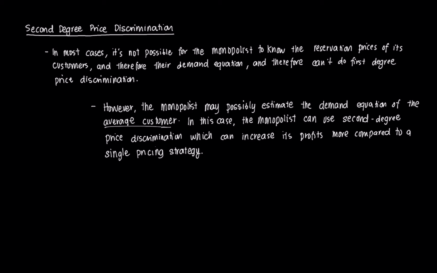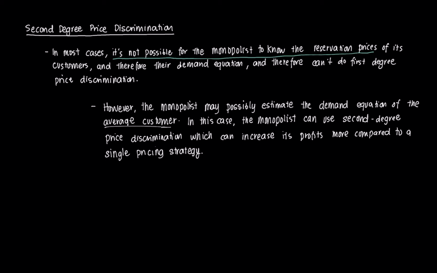of their individual consumers. But as we know, in most cases, it's not possible for the monopolist to know the reservation prices of the consumers. It's not really reasonable to believe that the monopolist has perfect knowledge about each and every one of their consumers. And therefore, they don't know the specific demand equation of each consumer, and therefore, they can't engage in that first degree price discrimination.